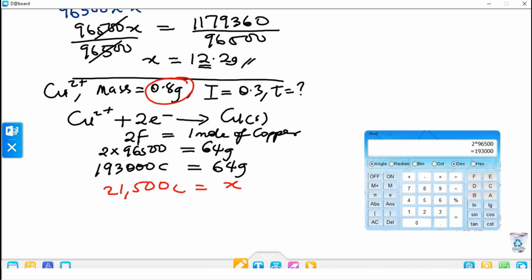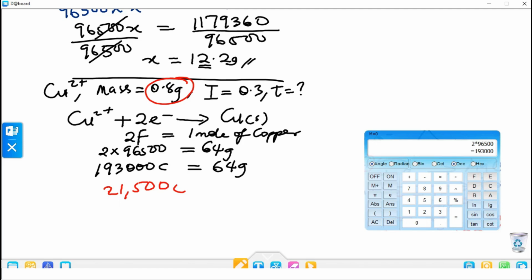But this time, the mass of copper has been produced. We are told that they've already gotten the mass of copper produced. So what we need to know is, what is the quantity of electricity that gave us that mass of copper, this 0.8 grams of copper produced? Because we don't know the quantity of electricity that did that. So that is why we have to find that out.